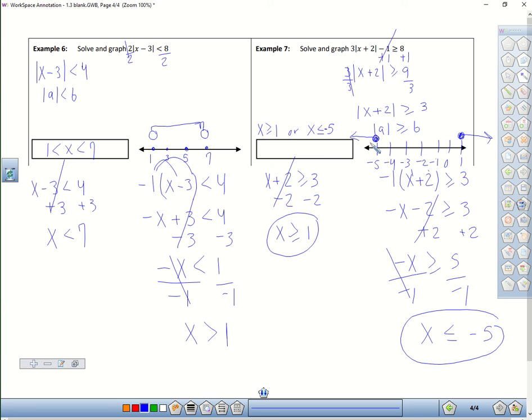So any of these numbers on this side will work, anything over here will work, but anything in the middle will not. In the previous case, everything in the middle works. So that's the difference between an and an or.